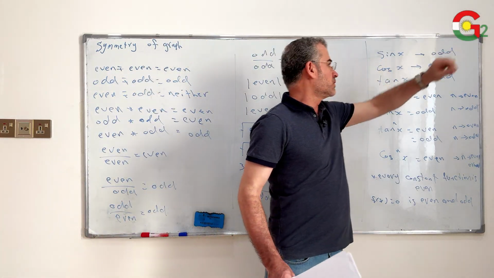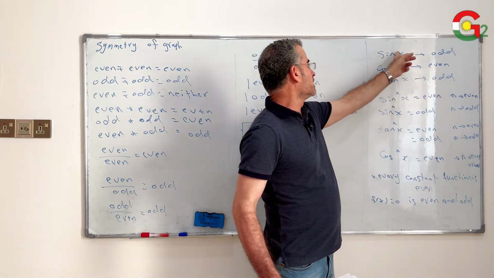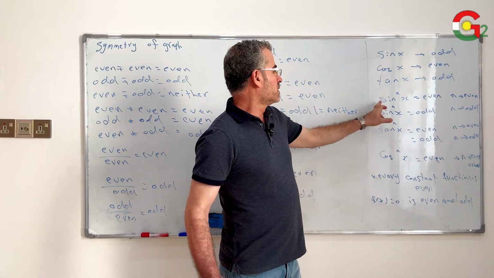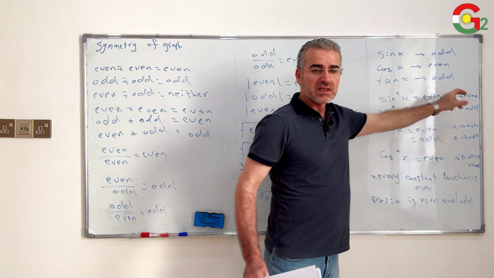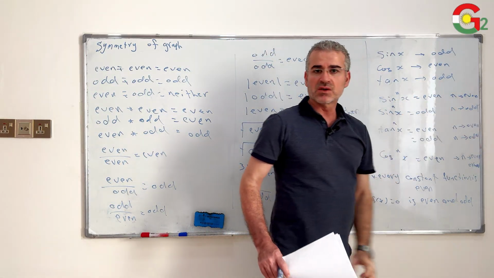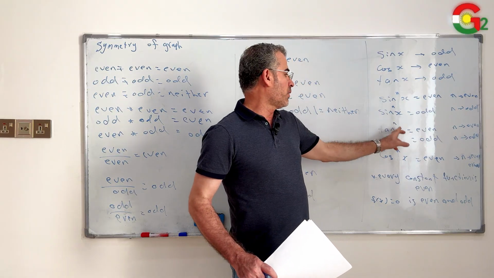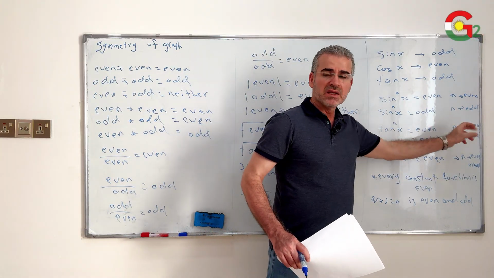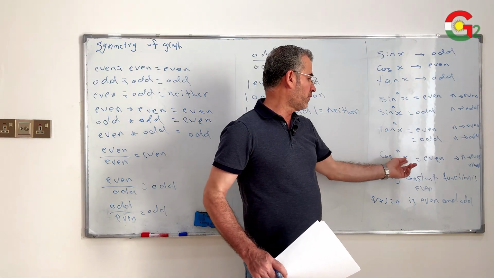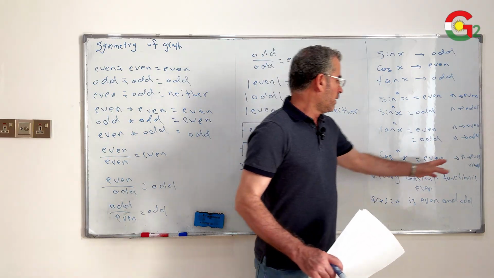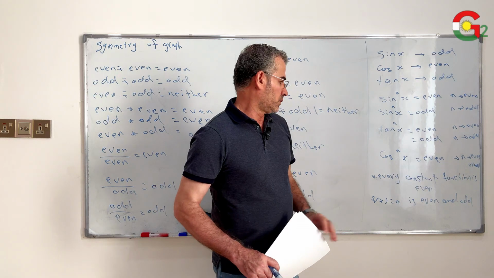Sine x is always odd. Cosine is even. Tan is odd since it's sine over cosine. Sine to the power n of x is even if n is even, and it's odd if n is odd. Tan to the power n of x is also even when n is even and odd when n is odd. But cosine to the power n of x is always even, whether n is even or odd.